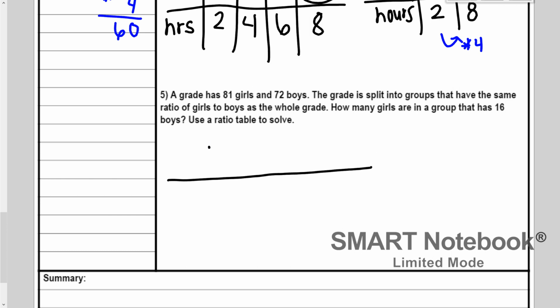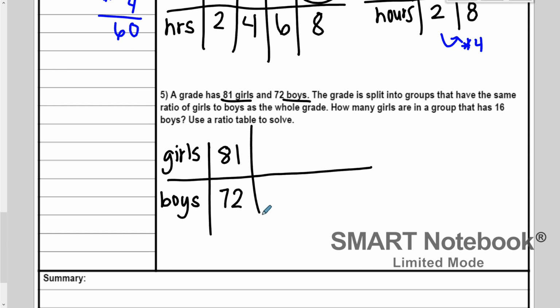So we should already have started writing out our labels. Labels should be girls and boys. We should have started putting in our initial ratio, the first numbers that we were given. We should have 81 and 72. We want to get to 16 boys.